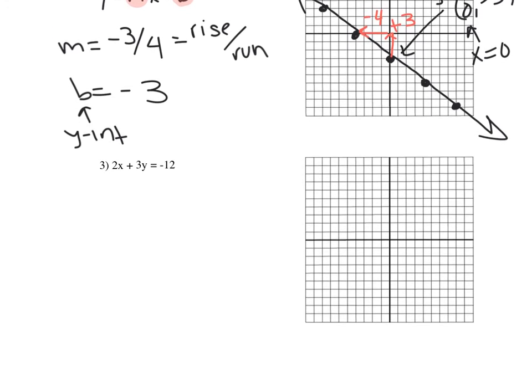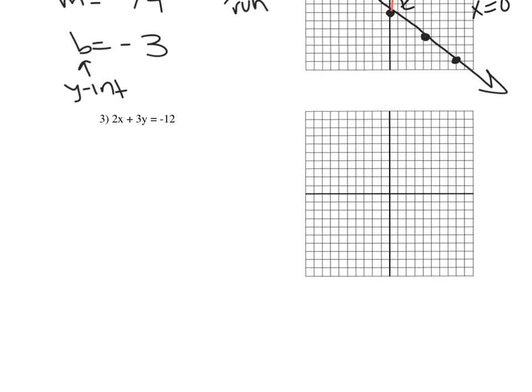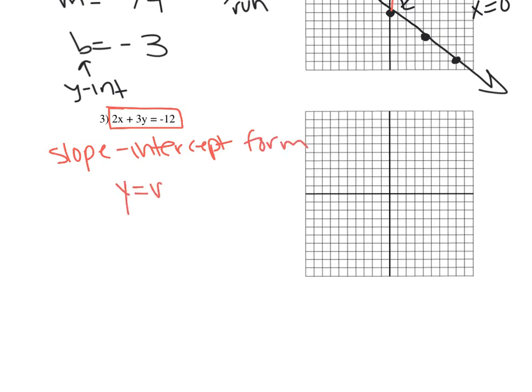So let's take a look at question 3. I have 2x plus 3y equals -12. Now, first thing I notice is, is this in slope-intercept form? Remember, slope-intercept form is the equation y equals mx plus b. That doesn't look like that. So what should you be thinking to do first? What should you be getting by itself? You want to get y by itself. So let's start to do that first. Let's get y by itself.